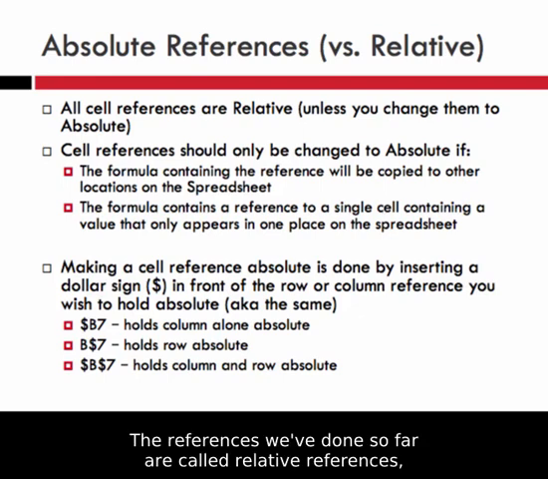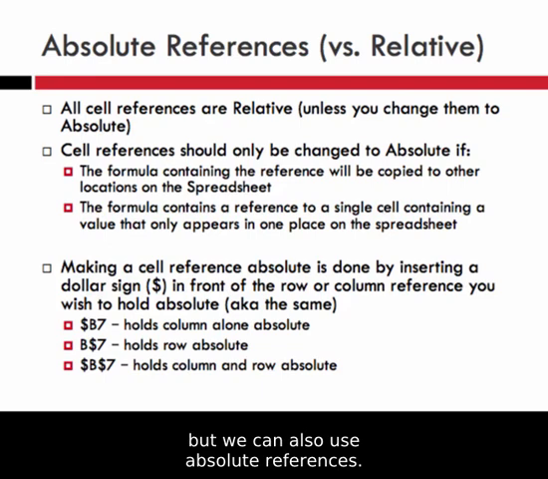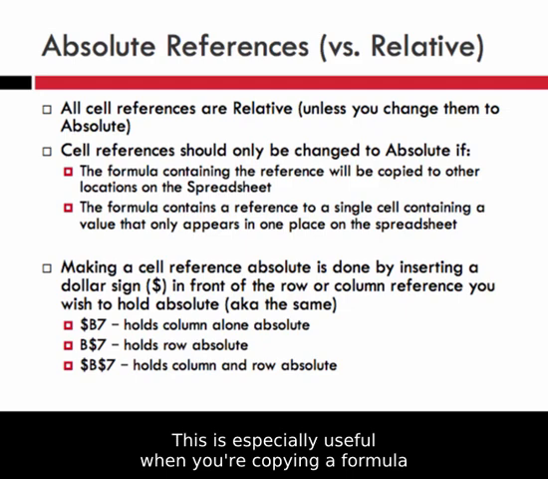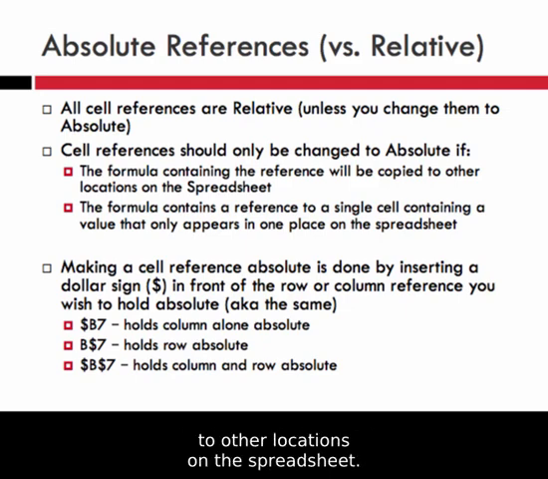The references we've done so far are called relative references, but we can also use absolute references. Cell references should only be absolute if you know that the value is supposed to be exactly the same all the time. This is especially useful when you're copying a formula to other locations on the spreadsheet. You can convert a cell reference to be absolute by inserting the $ symbol in front of the row or the column reference you want to hold the same.